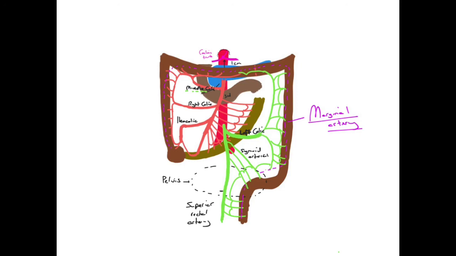So in summary, the midgut is supplied by the superior mesenteric artery with its ileocolic, right colic and middle colic branches, and the hindgut is supplied by the inferior mesenteric artery, its main branches being the left colic, the sigmoid arteries, and then the superior rectal artery.